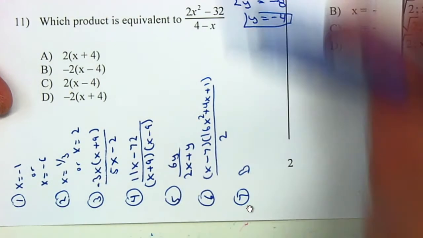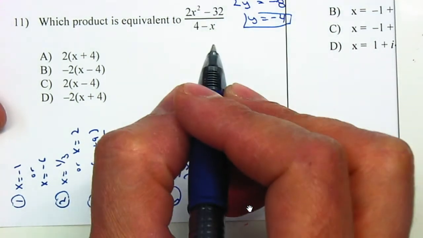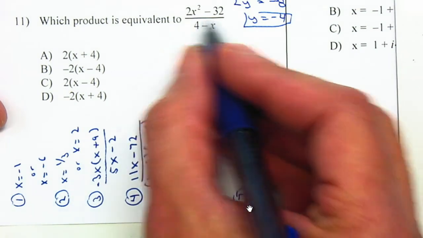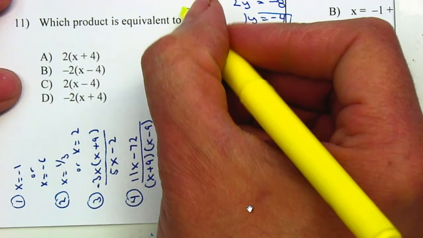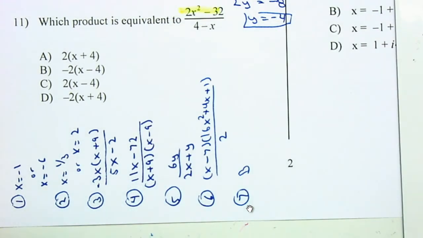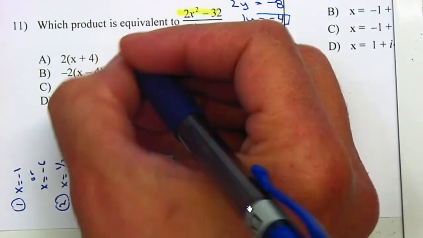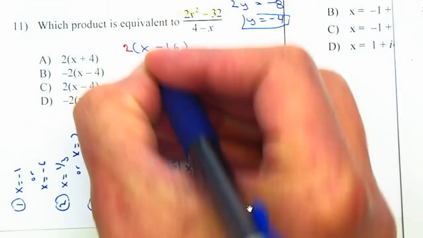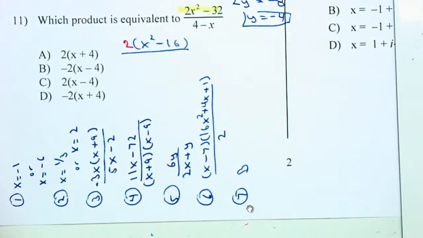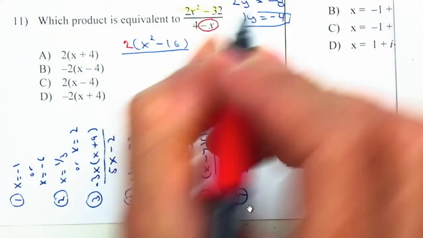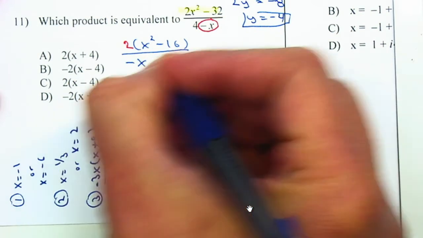Problem number 11 says which of the products is equivalent to 2x squared minus 32 over 4 minus x. So we just need to simplify. Let's deal with the top first. What can I factor out? You want to take out the common factor first. So I can take out a 2. Inside, I'm going to have x squared minus 16. On the denominator, if you notice, this is not written correctly. We want to rewrite the x first, so it will be -x, and that's a +4.